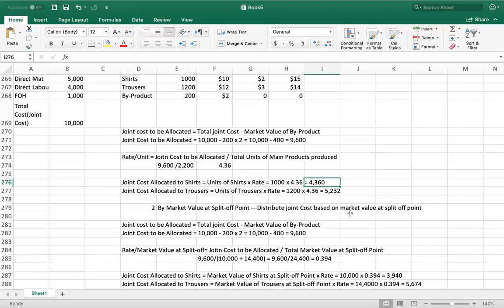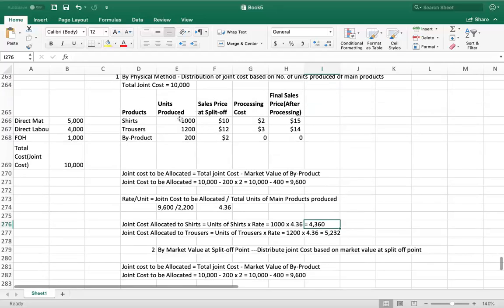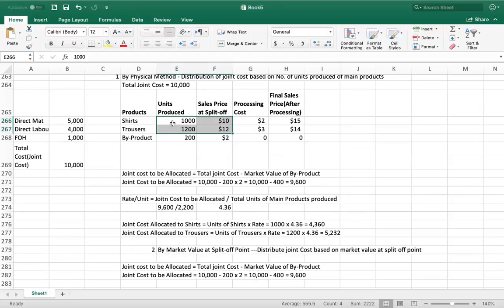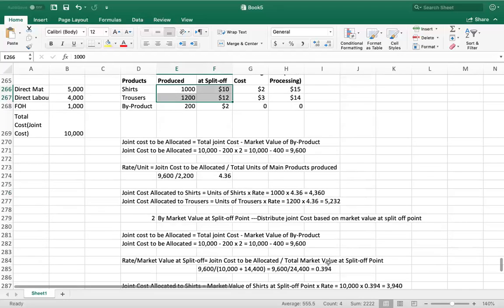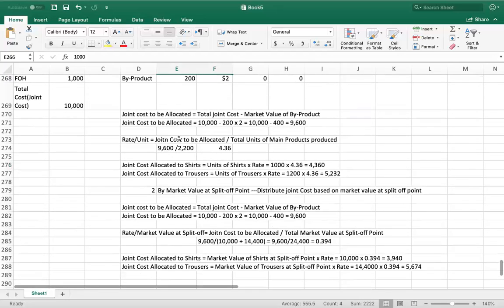So based on market value at separator point. This is our total market value at separator point: number of units multiplied by sales price at separator point, plus number of units of the second product multiplied by sales price at separator point. Okay, the method is the same. So the first step is the same, 9,600.